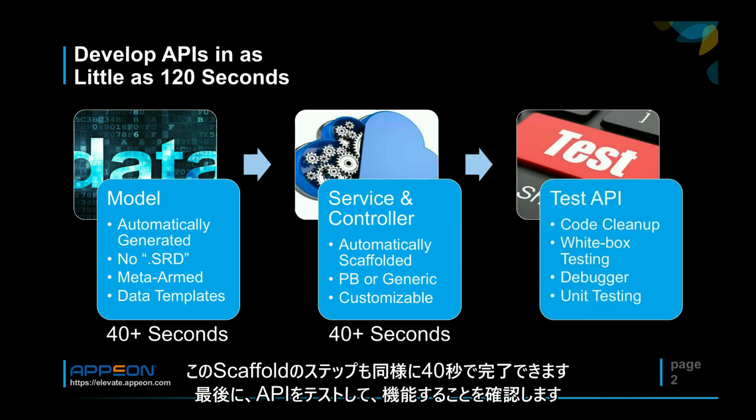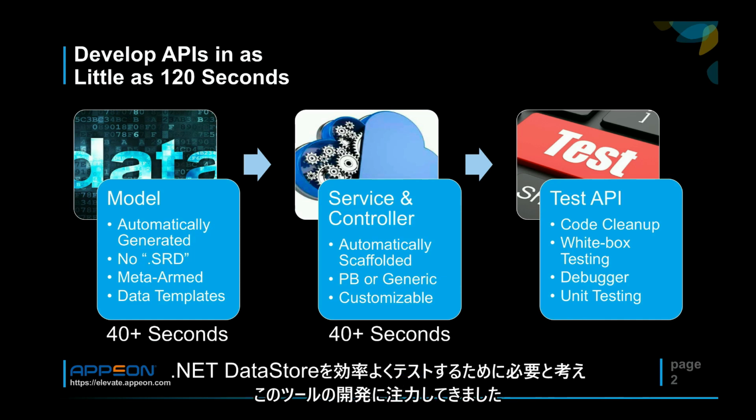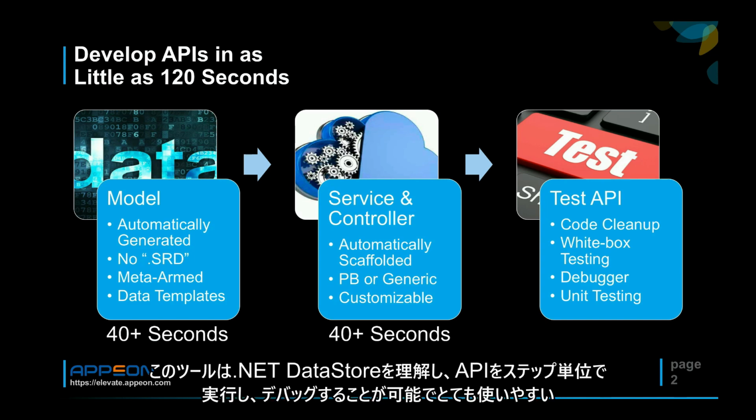And finally, you want to test your API to make sure it works. Now, we provide a great white box testing tool for those of you familiar with Postman, or other API testers like that. It's something kind of similar. We think it's better. That's why we actually put the effort to build this, because it makes it really productive to test out the .NET DataStore. This tool is actually aware of the .NET DataStore and even supports stepping through your code, debugging the API while the tester is running.